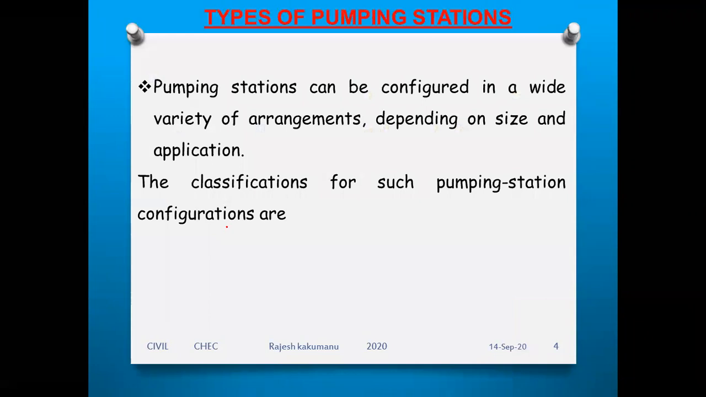The types of pumping systems, as we already discussed: pumping stations can be configured in a wide variety of arrangements depending on the size and application, what we are doing and what we are applying. We have two main types of pumping stations, classified depending upon the configuration. So what is the configuration?